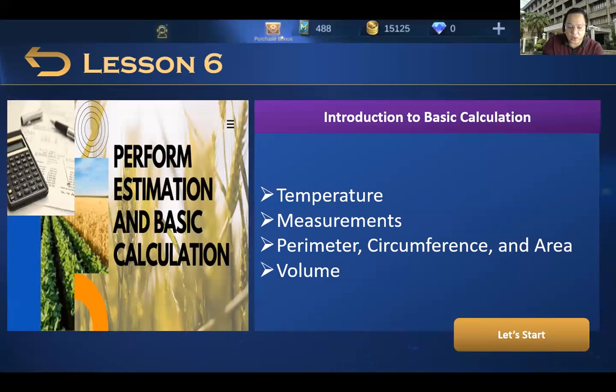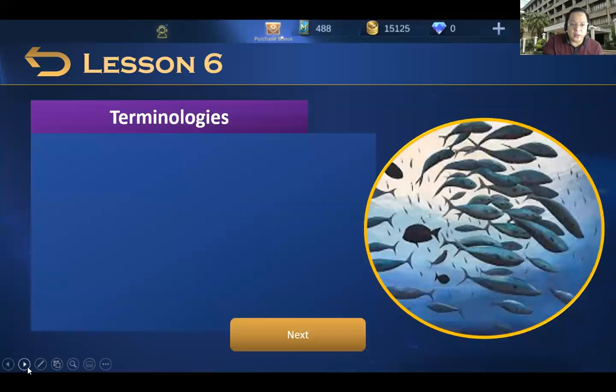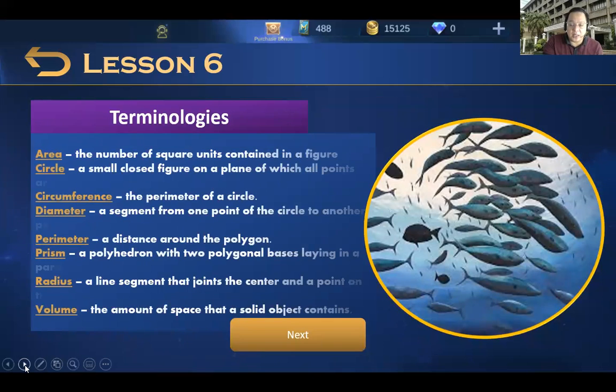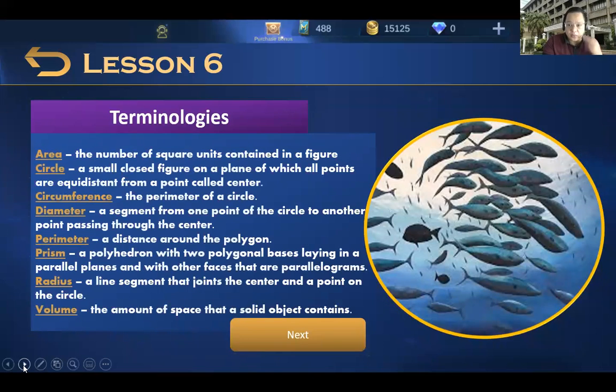In this lesson, this will provide aquaculture students, or you, the necessary information to develop your skills in measurements. So you will learn conversion of temperature and conversion of metric units, determining the perimeter, area, and also the volume of aquaculture facilities. Before that, here are the terminologies that you will meet in this part.